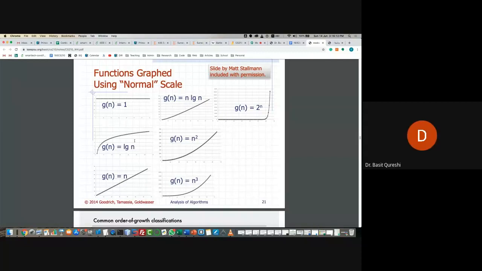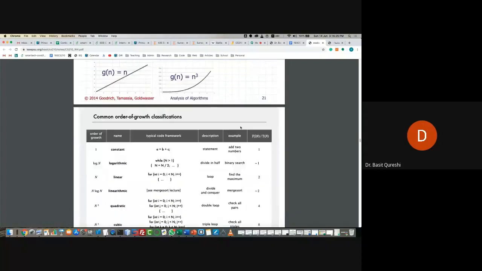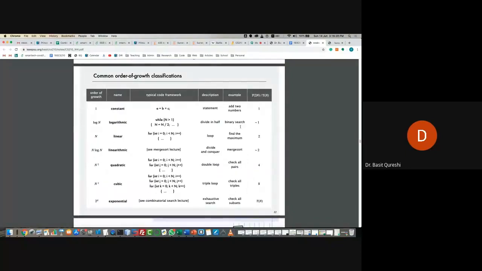Okay. So this one is constant. This one, of course, is log of n. This is linear, then arithmetic, quadratic, cubic, and exponential. Okay. So I believe I showed you this slide, and this is where we stopped last week. So these are some examples. If you have some code, you can look at the code and you can quickly estimate the runtime.